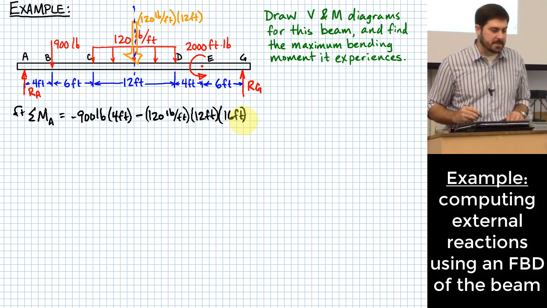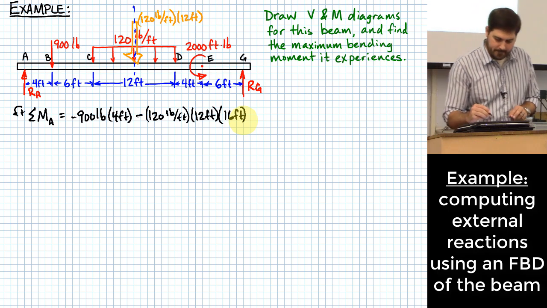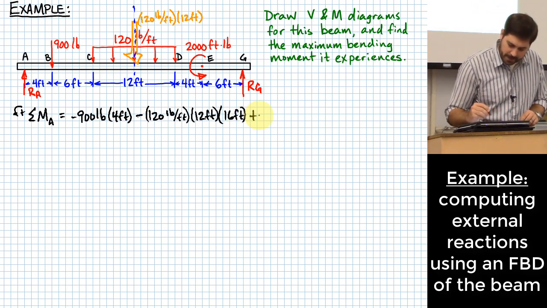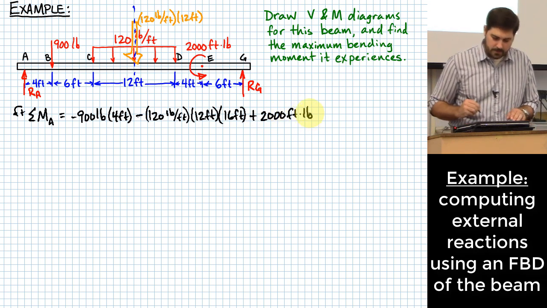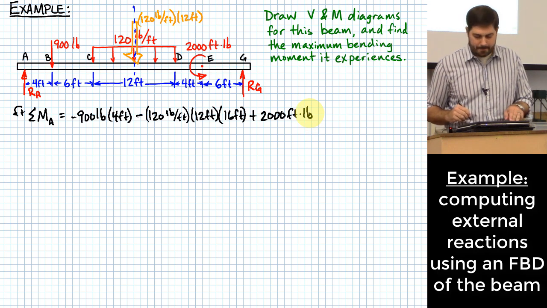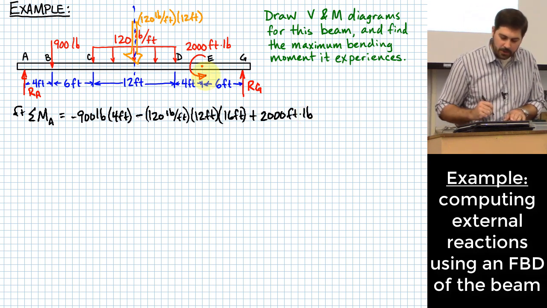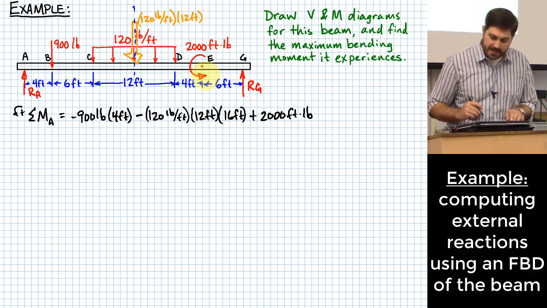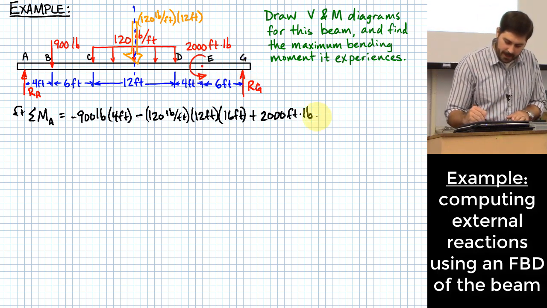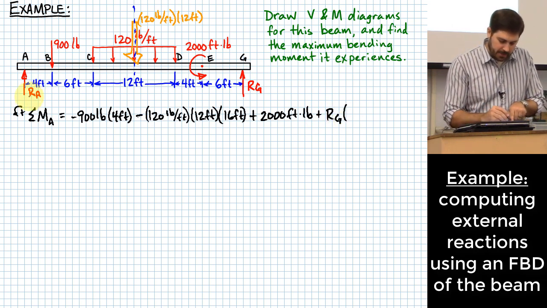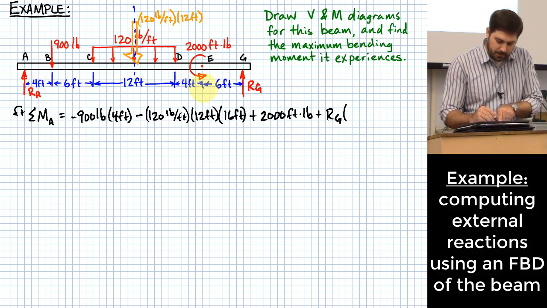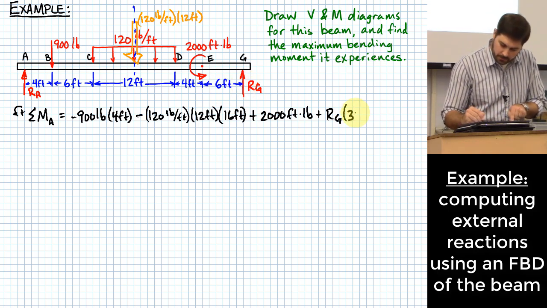Okay, what else in my sum? Plus 2,000 foot-pounds, right? Taking counterclockwise to be positive, that's a counterclockwise concentrated moment there, so I just add it into the sum. And then I add RG times what would that length be? Okay, 10 plus 12 would be 22, plus 4 would be 26, plus 6 would be 32 feet.